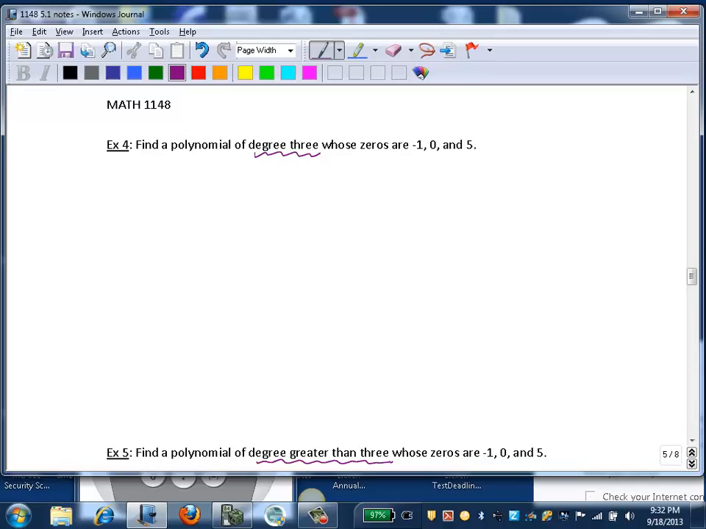So if we have our function f of x, we'll put a constant a in the front, and we'll talk about that in a second. And we know that if -1 is a zero of the function, then x minus -1, which is x plus 1, would be the corresponding factor. And then if 0 is one of the zeros of the function, then x minus 0, which is just x, will be one of the factors. And then if 5 is a zero of the function, x minus 5 will be the corresponding factor. So our easiest option would be to choose an a value of 1.